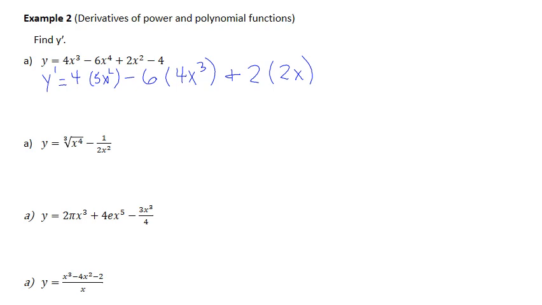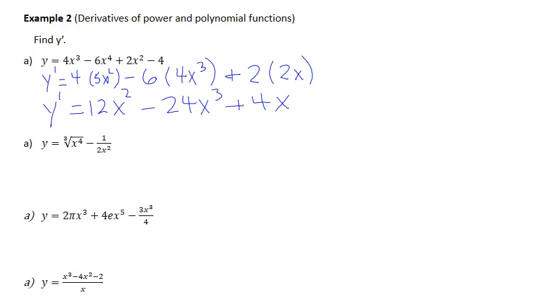Then I would want to simplify my result a little bit. I'm going to go ahead and multiply 4 times 3 and get 12x squared, minus 6 times 4 is 24x cubed, plus 2 times 2 is 4x.